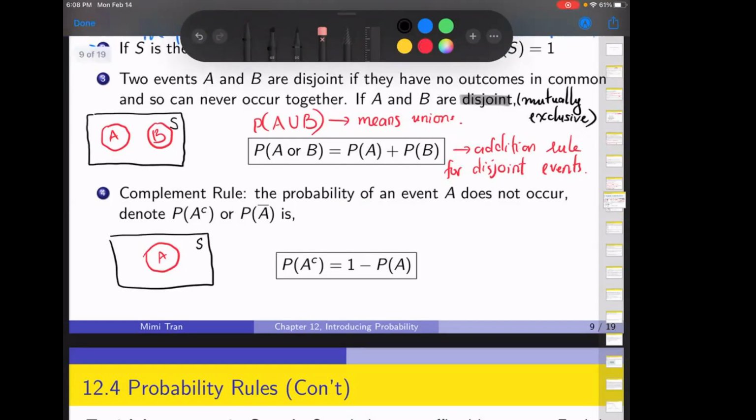Where should I shade? According to what they say up there. Outside the circle, right? A complement is everything but A. Just shade on. Let me shade it in blue. Whatever that is, it could be B, C, whatever that is. But I know it's not A, so it's A complement. So C in blue.